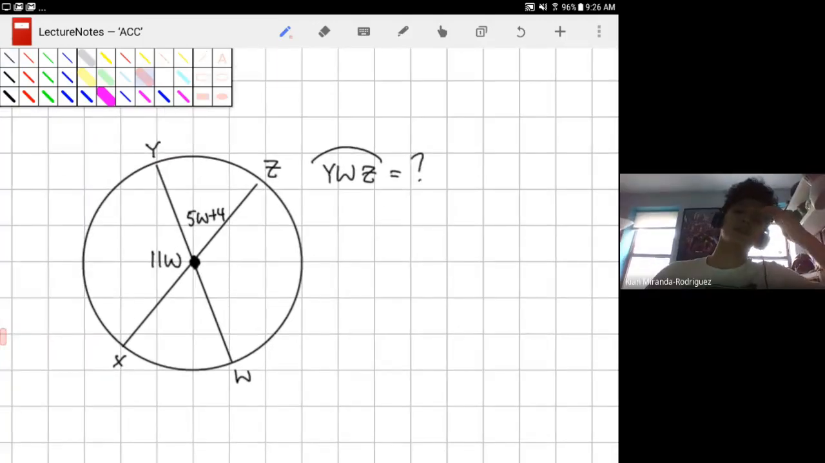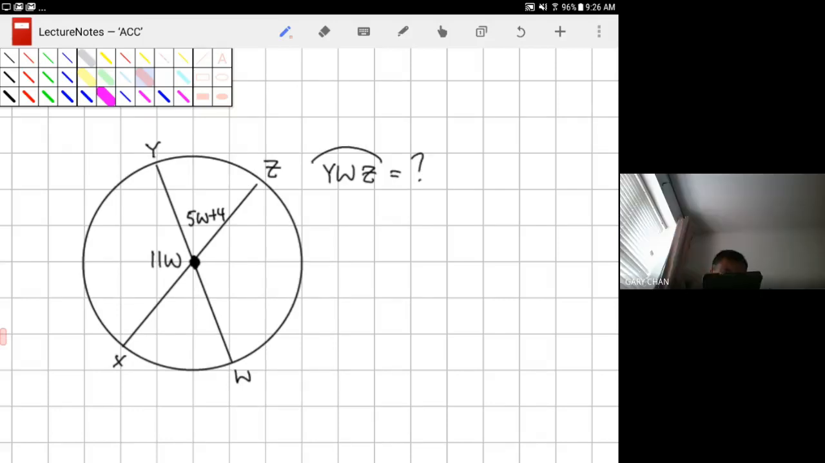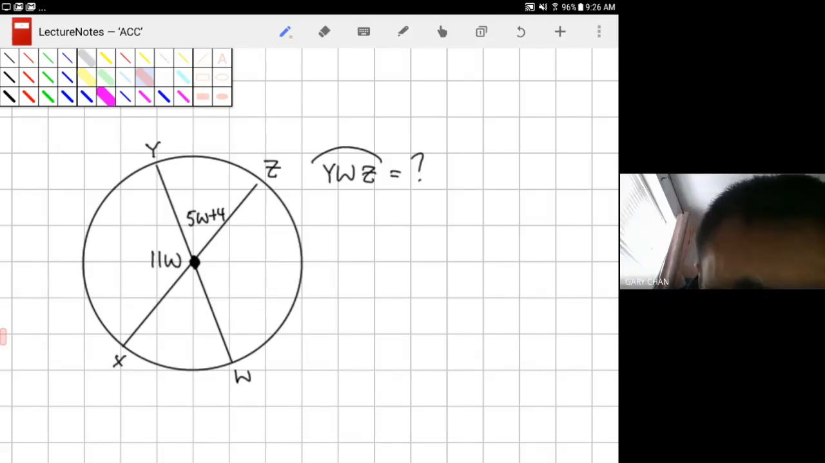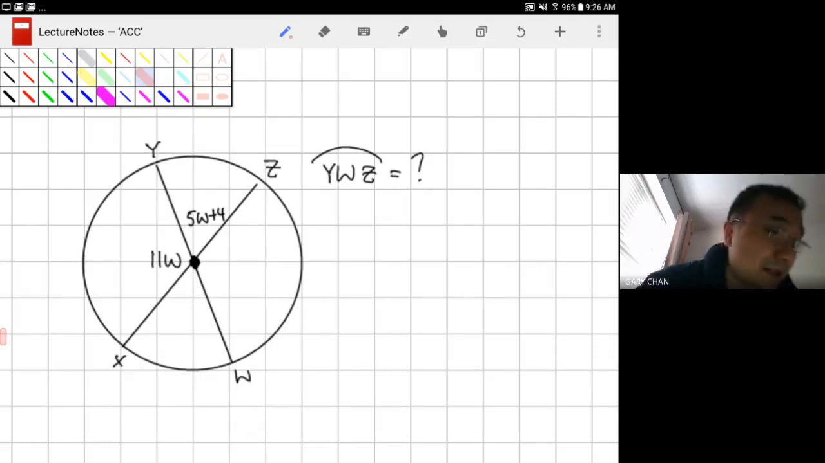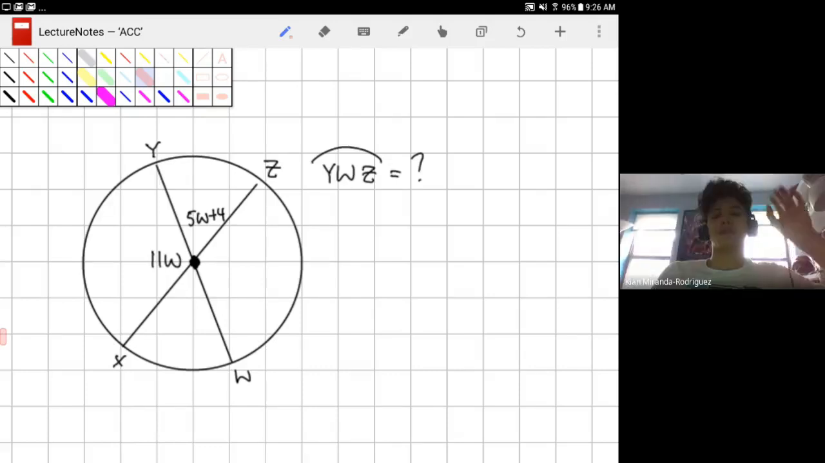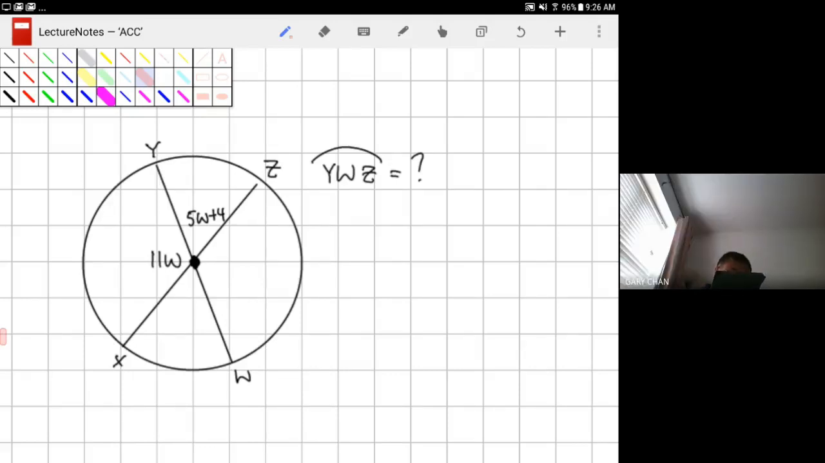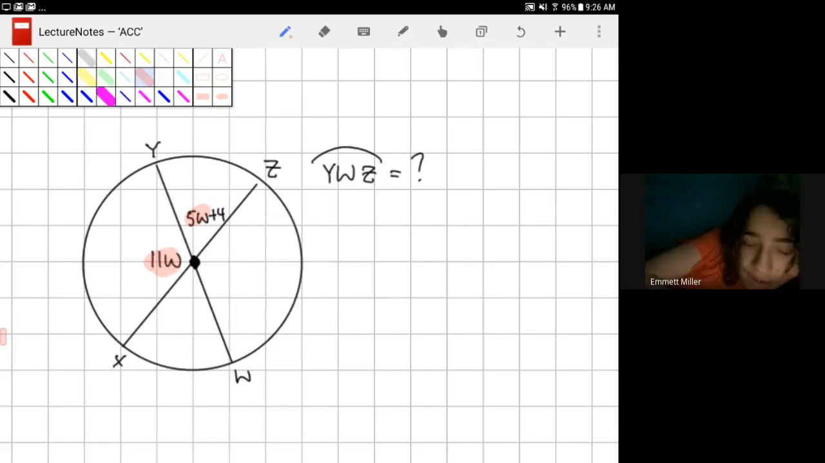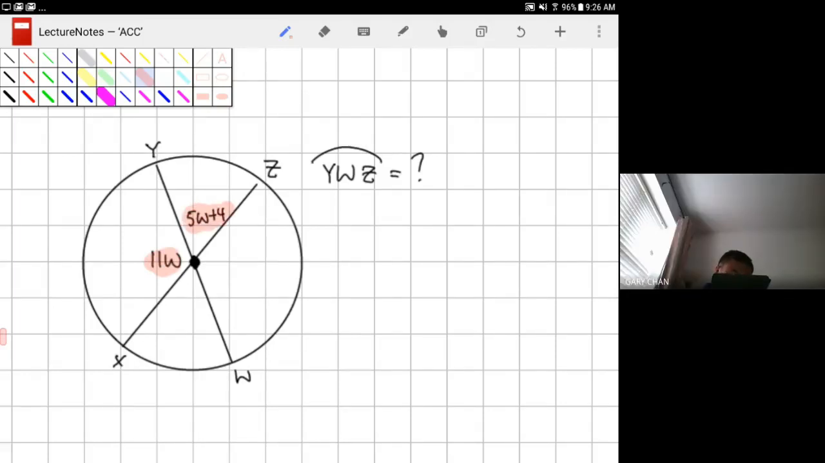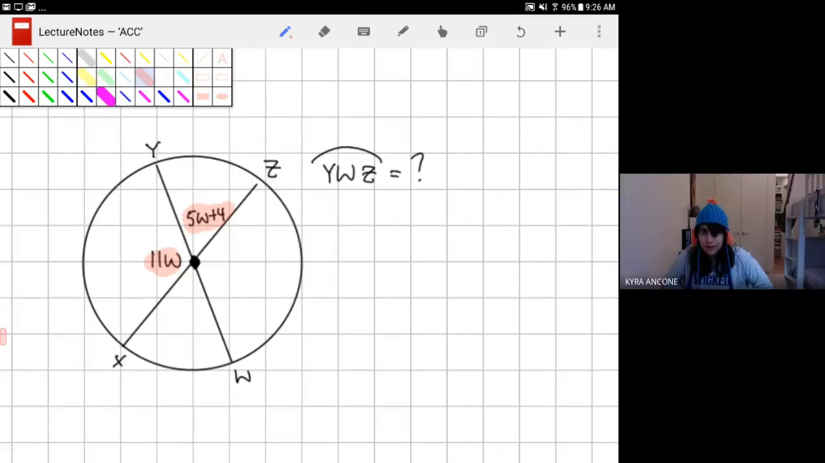Equate 11W and 5W plus 4. We actually don't equate both of them. I'll tell you why. Equate both of them to 180, right? Why would we want to add those two things and equate it to 180 though? Emmett is right, but why would we want to add these two? Because they're not equal to each other. Why are they not equal? Because they're not vertical angles.